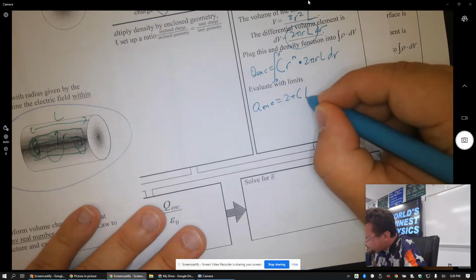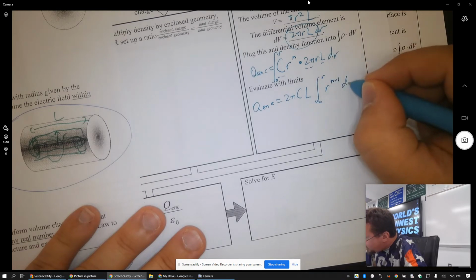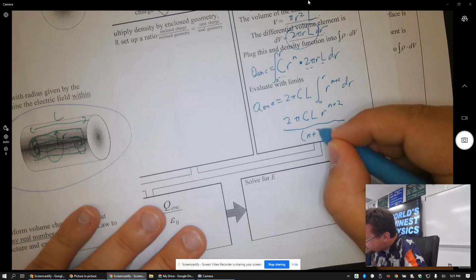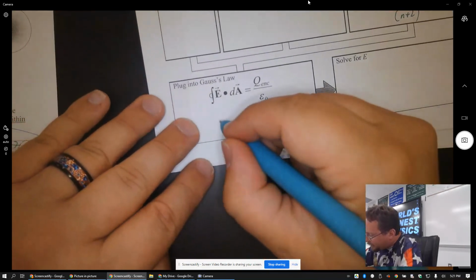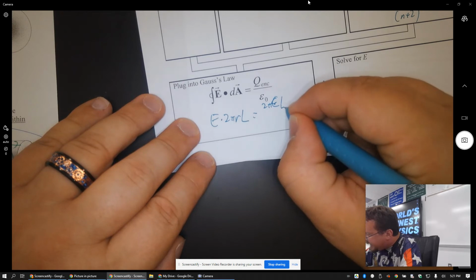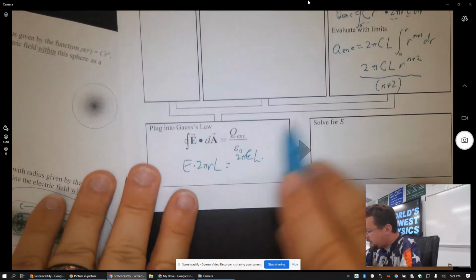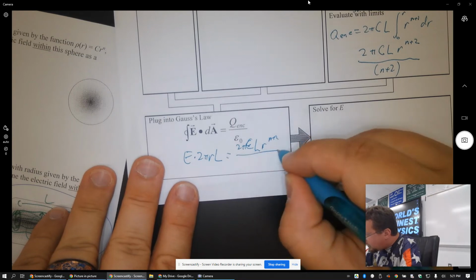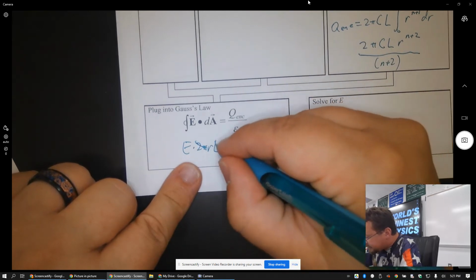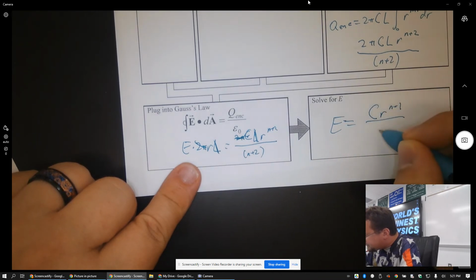Okay, so 2 pi and the C and the L are all constant. And then we get an integral of r to the n plus 1, 0 to r, dr. So then what this is going to become, 2 pi C L r to the n plus 2 all over n plus 2. That's what that integral turns into. And so then what do we get here? E times 2 pi r l equals the 2 pi C L. Remember, that's the Q enclosed. I'm bringing it from over here. The left-hand side goes there, and that comes over here. r to the n plus 2 all over n plus 2. Okay, so the 2 pi's cancel. The L cancels. And I get E is C, r to the n plus 1 over n plus 2.